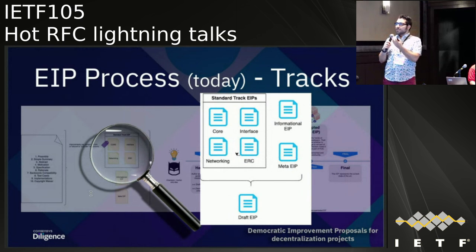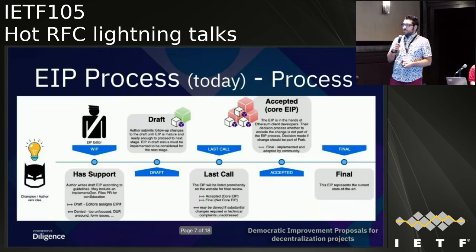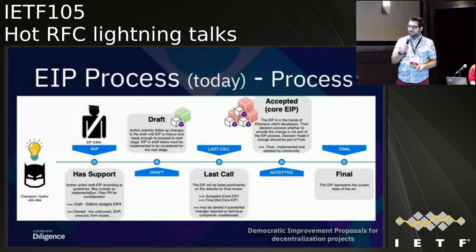The core track is actually the consensus protocol, and it's a really critical one. It has resulted in forks in the network and a lot of controversy. There are some others, like ERC, if you have heard of tokens, security tokens, ERC20, they're all in this track. And there are some other things. The process itself has four, or you could say five, steps.